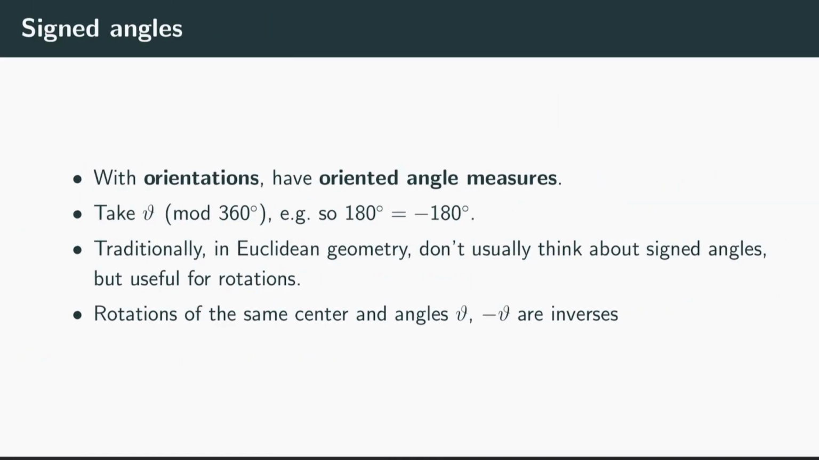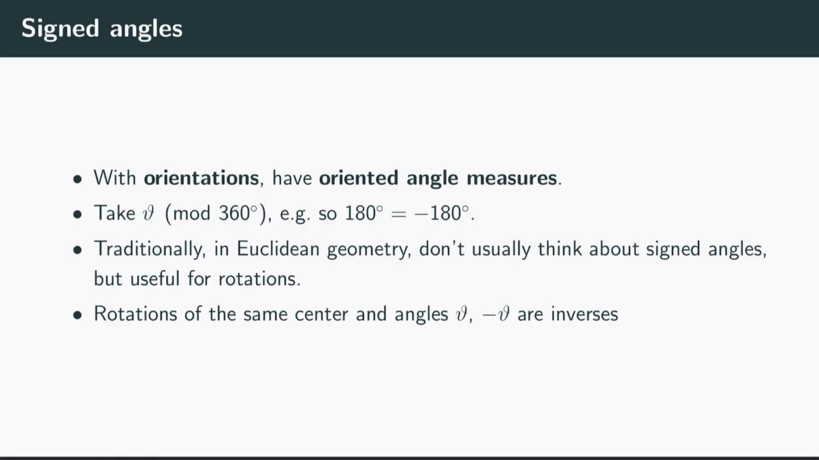Once we have orientations, we can use them to define signed angles, or an oriented angle measure. So for this, I want to think now of the angle measure, for instance in degrees, as a number between 0 and 360. Previously, we thought of our angles as being between 0 and 180 because we couldn't tell the difference between a clockwise angle and a counterclockwise angle. But here, because we have the orientation, we can tell them apart.